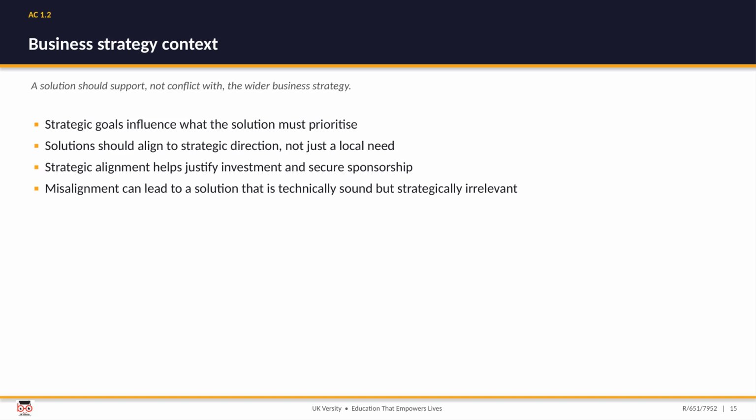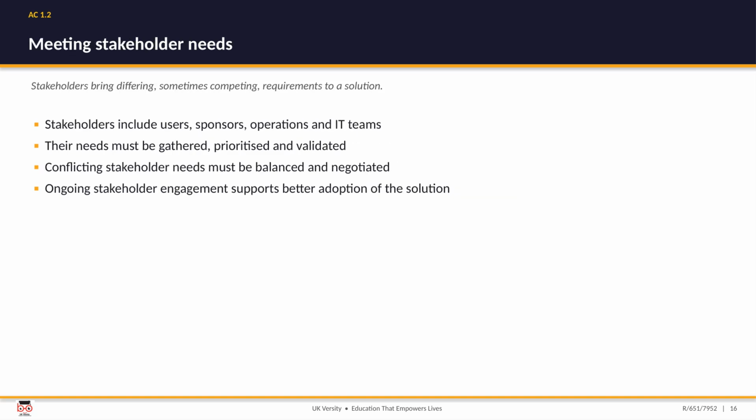A solution should also pull in the same direction as the wider business strategy, not against it. The organization's strategic goals shape what the solution has to prioritize, so you are aligning to the overall direction, not just scratching a local itch. That alignment matters practically too, because it is what helps justify the investment and win executive sponsorship. Get it wrong, and you can end up with something technically excellent but strategically irrelevant, which is a very hard thing to defend.